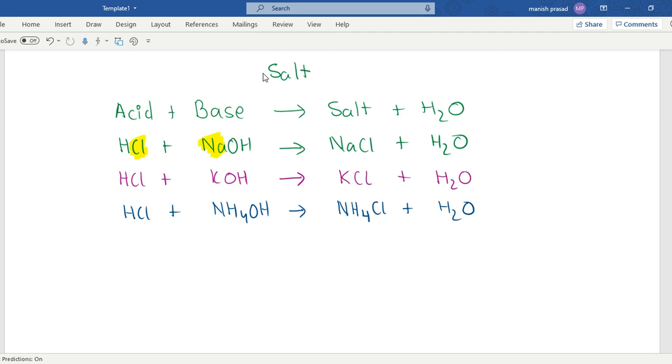Now let's take any other acid. Let's take sulfuric acid, H2SO4, with NaOH. What is it going to give us? Na2SO4 and H2O, always H2O, water.